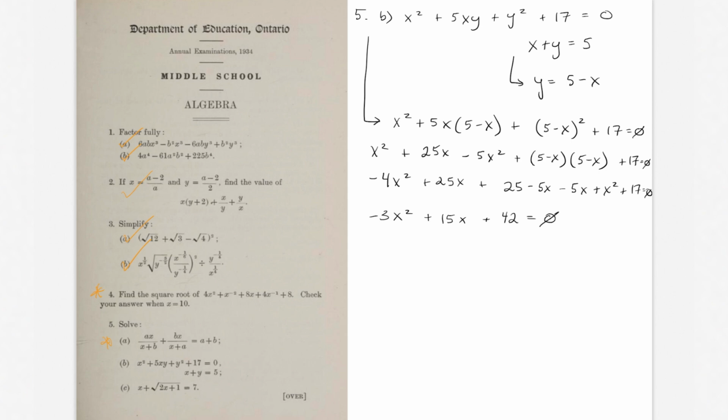And that left me with this quadratic, negative 3x squared plus 15x minus 42. I realized that each term had a common factor of negative 3, so I pulled that out of the equation, leaving me with x squared minus 5x minus 14. And this was pretty simple because it's just a regular quadratic equation that I could factor by thinking what two numbers multiply to negative 14 and add to negative 5.